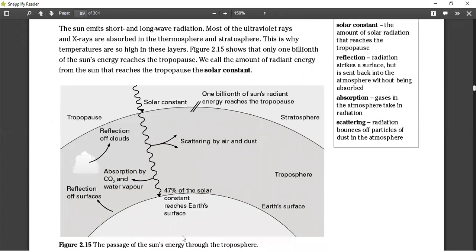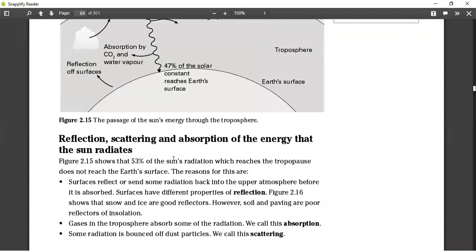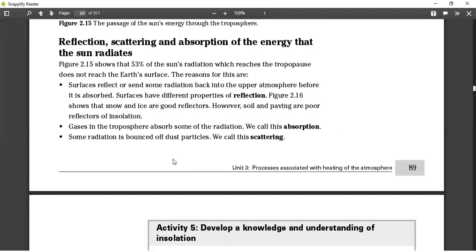Right, let's look at that diagram there. This is the insolation, which is our solar constant. And then we have reflection, we have absorption, reflection, scattering, and then 47% of the solar constant reaches the Earth's surface. So out of 100, only 47% reaches the Earth's surface, and the other 53 is lost in the atmosphere as it moves from the sun to the Earth. Okay.